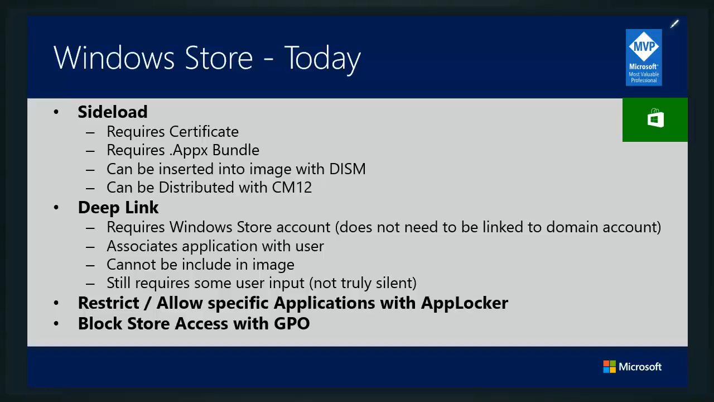Another option, instead of sideloading, is to use a deep link. Right? With the deep link, you have to get the application once and associate the application with the user. It's not truly silent, but you can actually trigger the installation for the user in the user context, and the user may have to provide some input. That's another option for applications in the store.